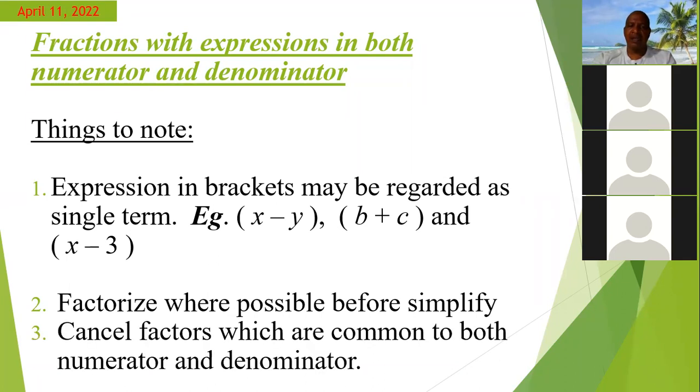So cancellation of common factors, both in the numerator and denominator, should be done after factorization. So please follow that order. Do factorization first, then you cancel.